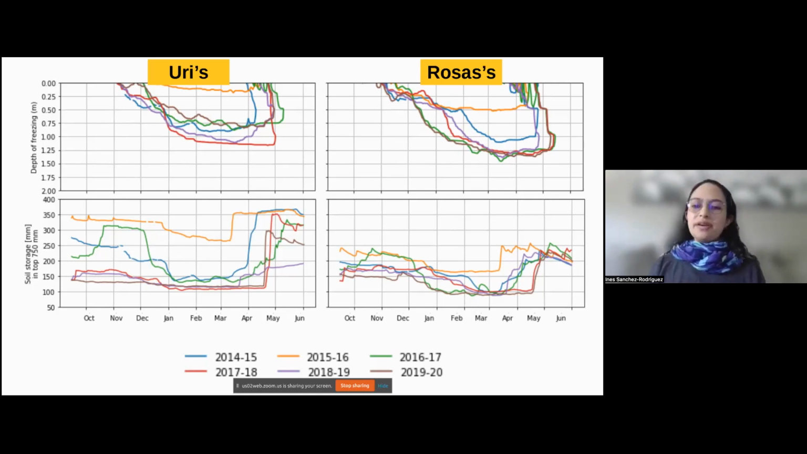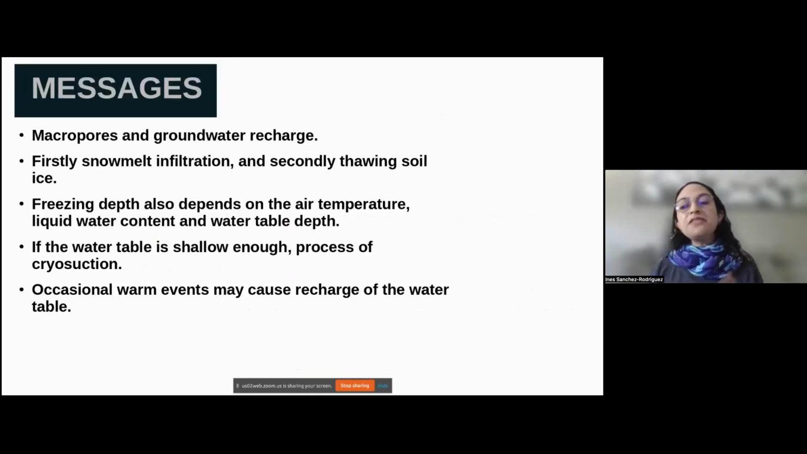So what are our take-home messages? Firstly, macropores play an important role, especially in how the groundwater recharges during the snowmelt. Secondly, groundwater recharge occurs by two mechanisms. Firstly, by snowmelt water infiltration, but also by thawing of the soil ice.